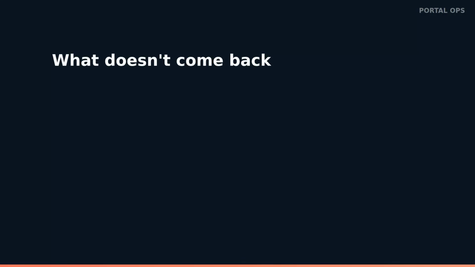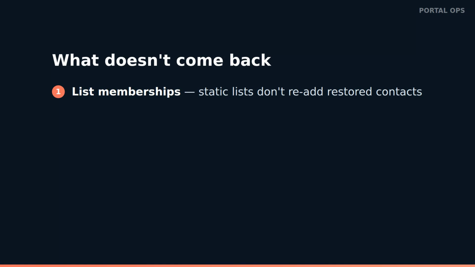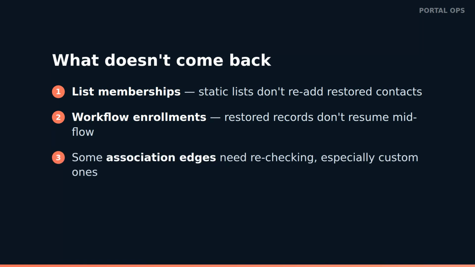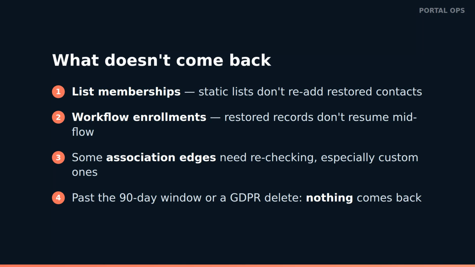Now, honest limitations, a restore is not a time machine. Static list memberships don't reassemble themselves. If the deleted contacts were on curated lists, you're re-adding them from your audit file. Workflow enrollments don't resume. Anyone who was mid-sequence fell out of it. Association edges mostly survive, but check the custom ones rather than assuming. And the hard limits, past 90 days, or after a privacy-based permanent delete, there is no archive to query. Which is why the real lesson of this incident is to schedule an export or backup before every bulk delete. Future you will need it exactly once, and it'll be worth it.